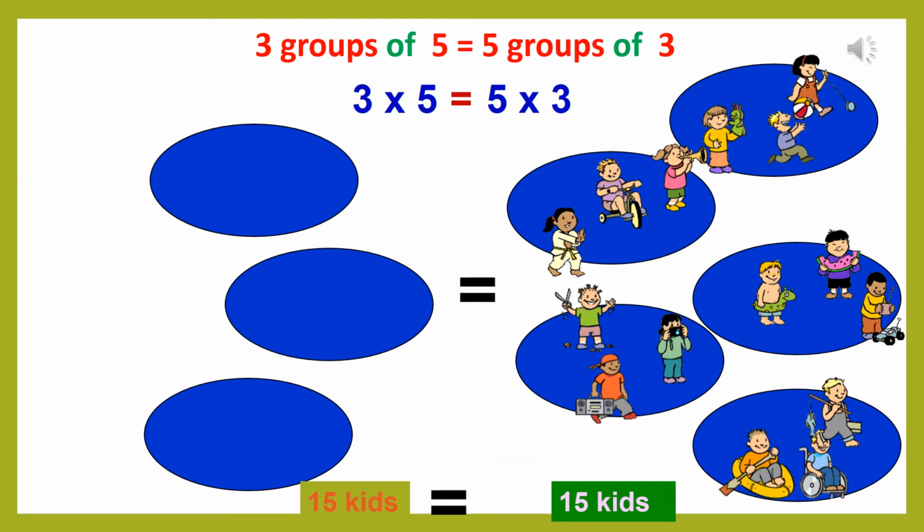Here, we have another example. Remember, commute means to switch places. As you can see in this picture, 3 groups of 5 kids can switch their places, same as 5 groups of 3 kids. So, this situation is completely verifying the commutative property of multiplication.